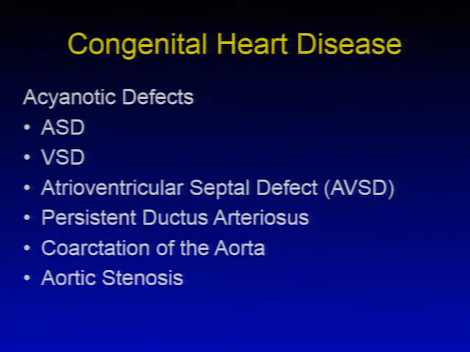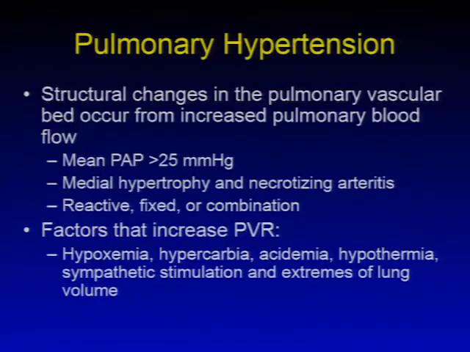The acyanotic defects include simple ASDs, VSDs, or the atrioventricular septal defects, or endocardial cushion defects, a persistent ductus arteriosus, or PDA, coarctation of the aorta, or aortic stenosis. As mentioned before, pulmonary hypertension is a major problem.